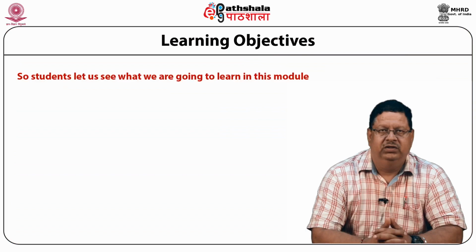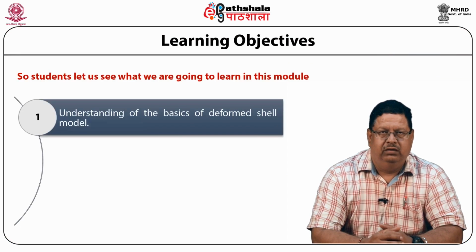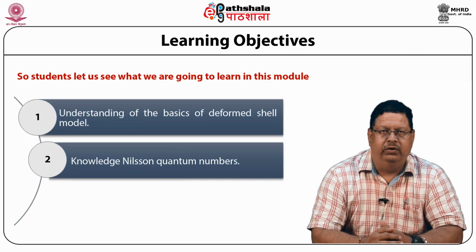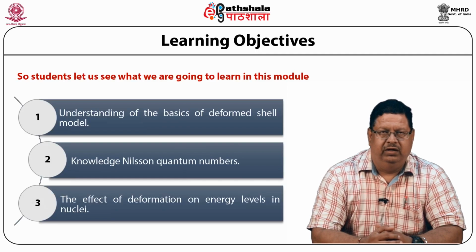Today we are going to discuss the module Nuclear Models Part 8 from the paper Nuclear and Particle Physics. After studying this module, you will be able to understand number 1, the basics of deformed shell model. Number 2, knowledge of Nielsen quantum number. Number 3, the effect of deformation on energy levels in nuclei.